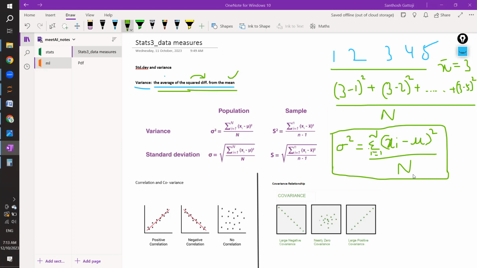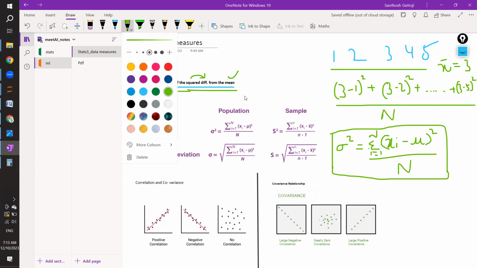Something like we are subtracting each and every number from the mean and squaring it, summing up, then dividing by n. Here n means the total number of items, the total number of points in your given data set. So total 5 over there. Correct, 5. Okay, done. So that is the variance.